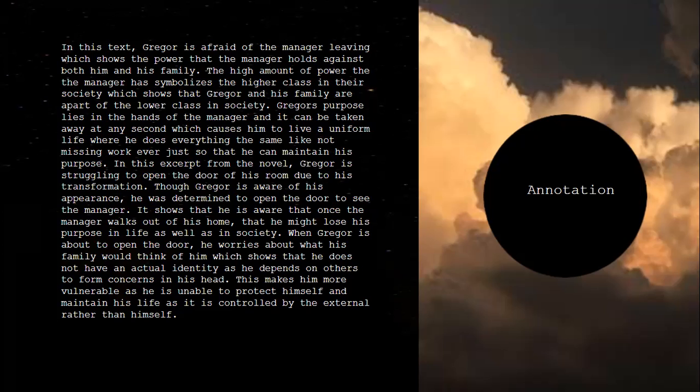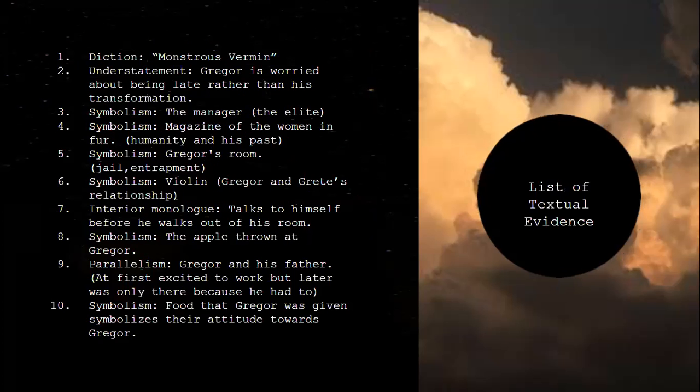So he bases his perception of himself on the perception of others. So he doesn't really know what to think about how he looks or his new appearance or his transformation until he finds out the reaction of the rest of his family.